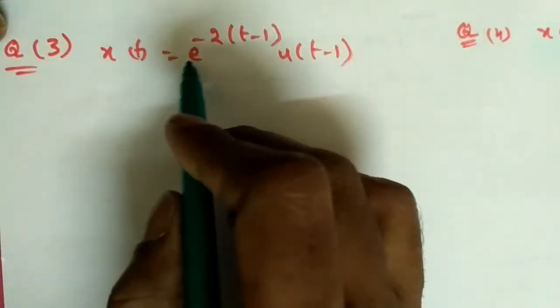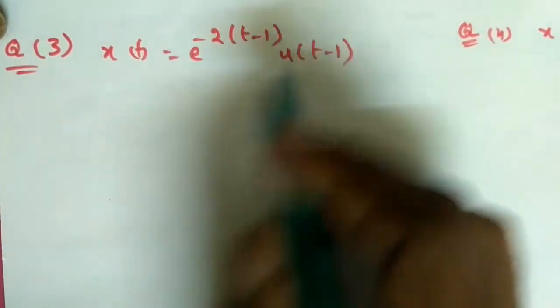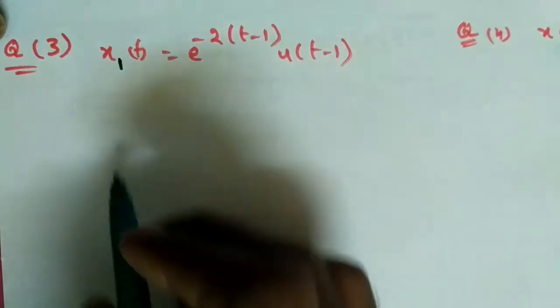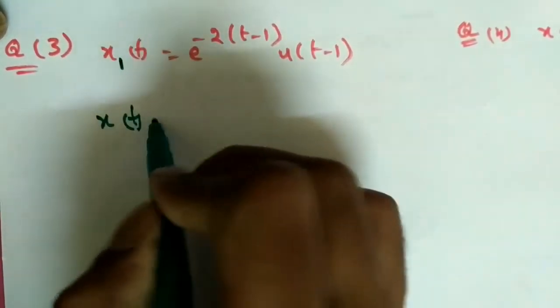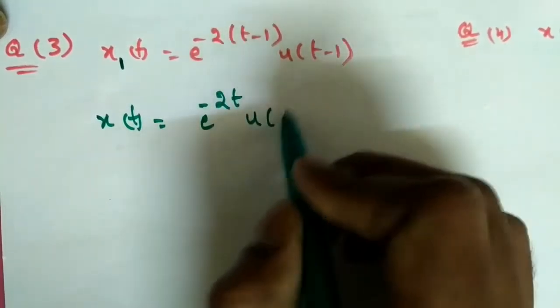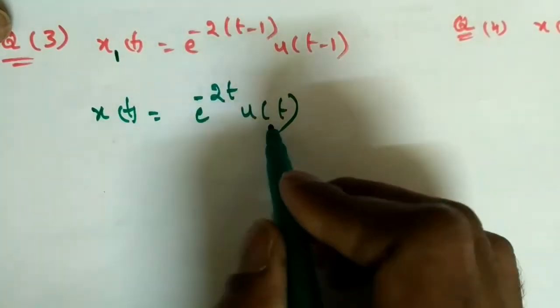Now, if you see, this is e power minus 2 into t minus 1 u of t minus 1. So, shifted by t minus 1. First we will have to find, suppose this is x1 of t, first what is x of t. So, without shifting, that is e power minus 2t into u of t, right? Now, what is the Fourier transform of e power minus 2t into u of t?